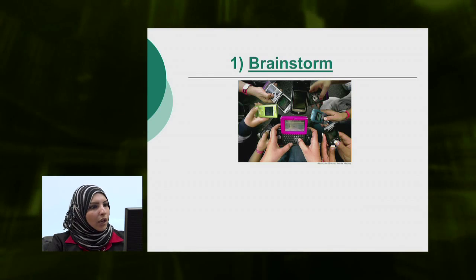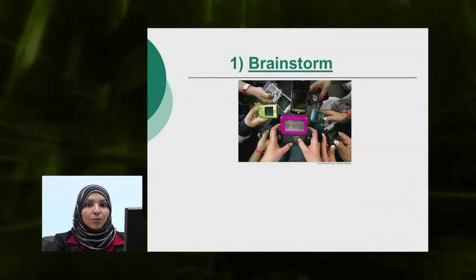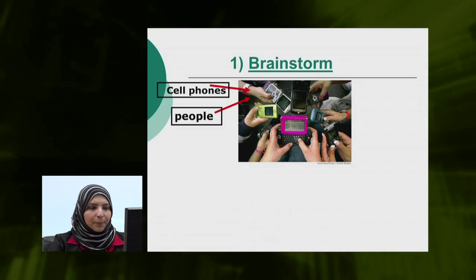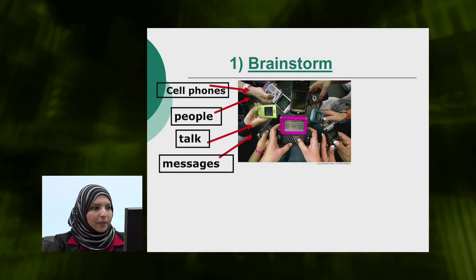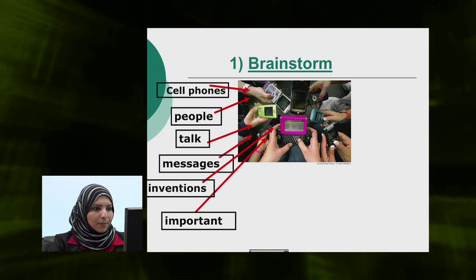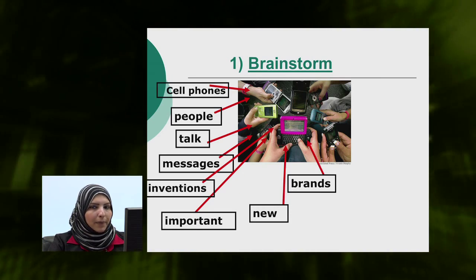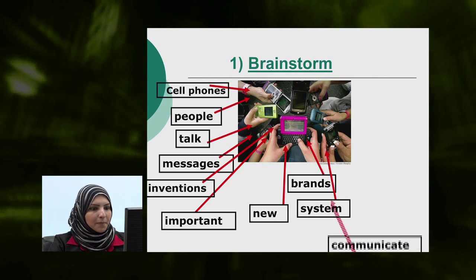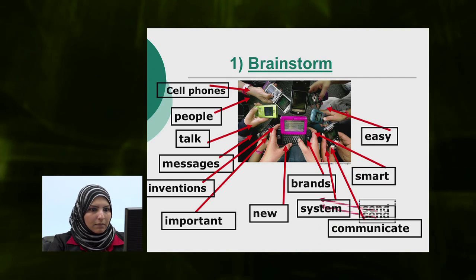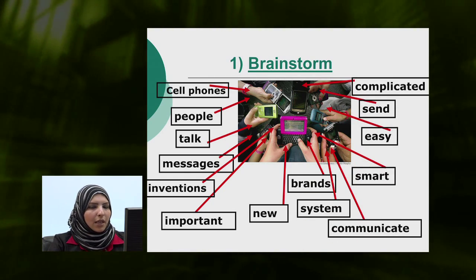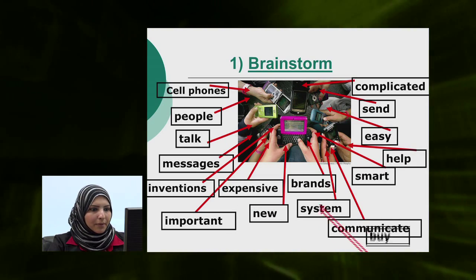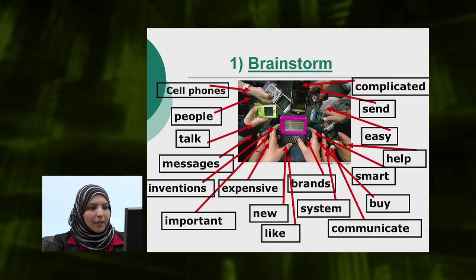For example, if we look at this picture, we may brainstorm some words like cell phones, people, talk, messages, inventions, important, new, brands, system, communicate, smart, easy, send, complicated, expensive, help, buy, and like.